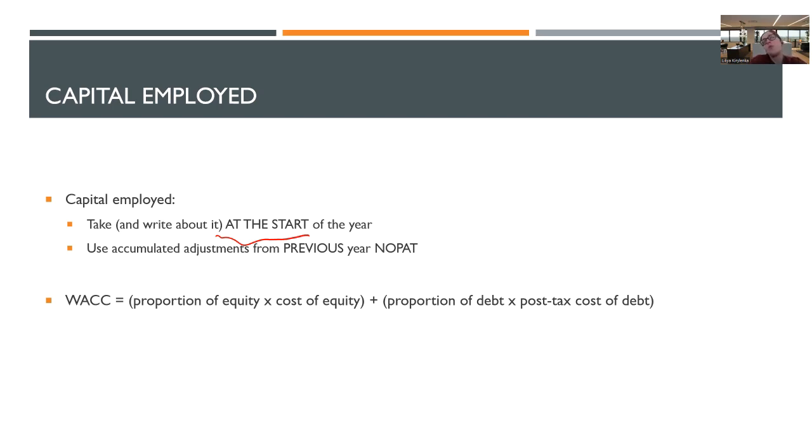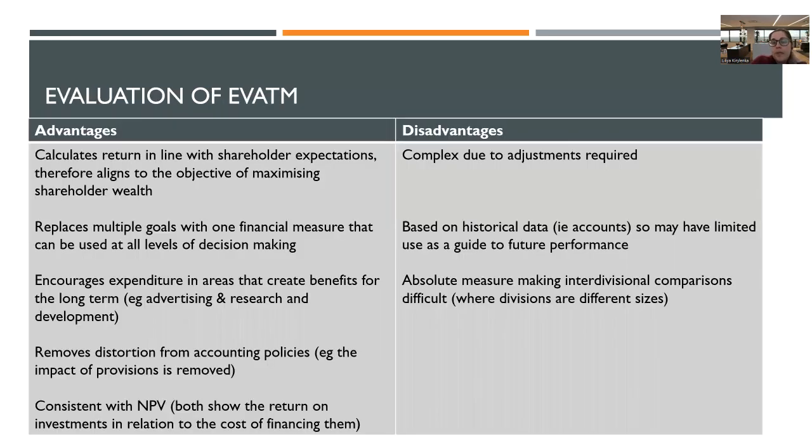For example, if you have a question which says, please comment on whether someone has calculated economic value added correctly, you will say, the accountant was right to take capital employed at the start of the year. It is important. You are supposed to write about that and check whether capital employed is at the start of the year. And also, we add to capital employed accumulated adjustments from previous years' notional operating profit after tax adjustments. And the weighted average cost of capital is calculated as usual: proportion of equity multiplied by cost of equity plus proportion of debt multiplied by post-tax cost of debt. That's how we calculate EVA.